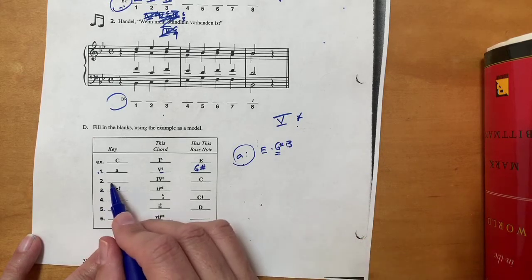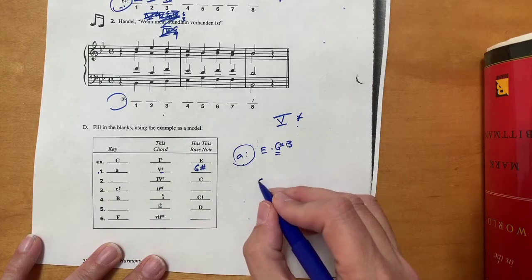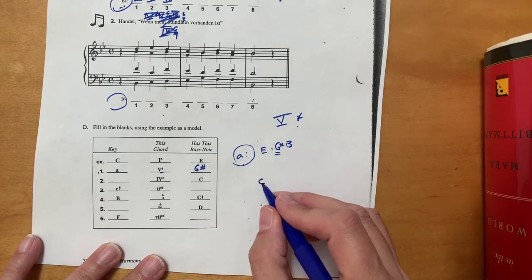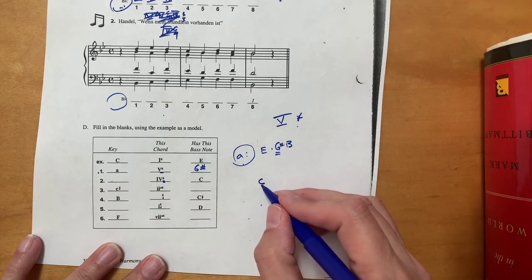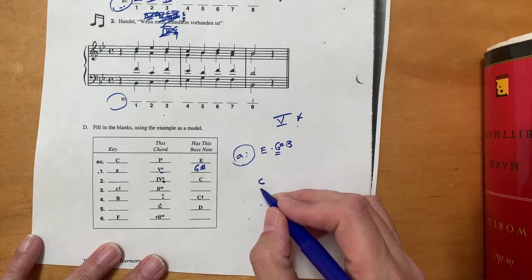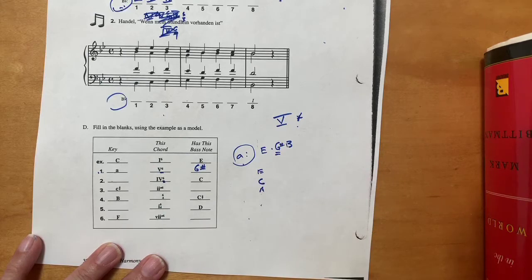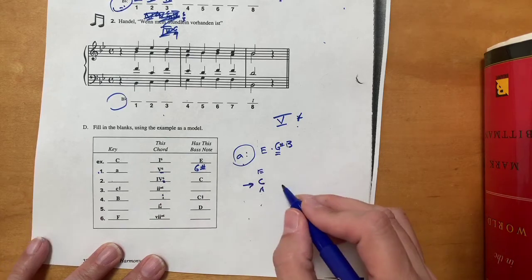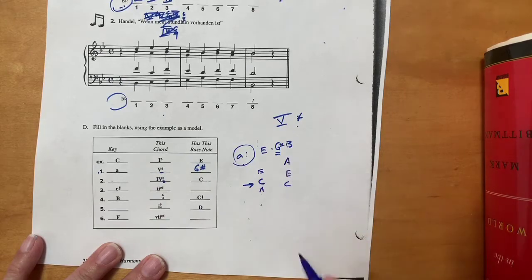Okay, so we're looking for the key now. We have a 4/6 and the bass note is C. So if the bass note is C and it's a first inversion chord, we know that that's the third of the chord. So we're looking at some kind of A and an E in that chord. 4/6 means that the bass note C is the third of the chord. Okay, so it's C, E, A, and I can arrange it like that.